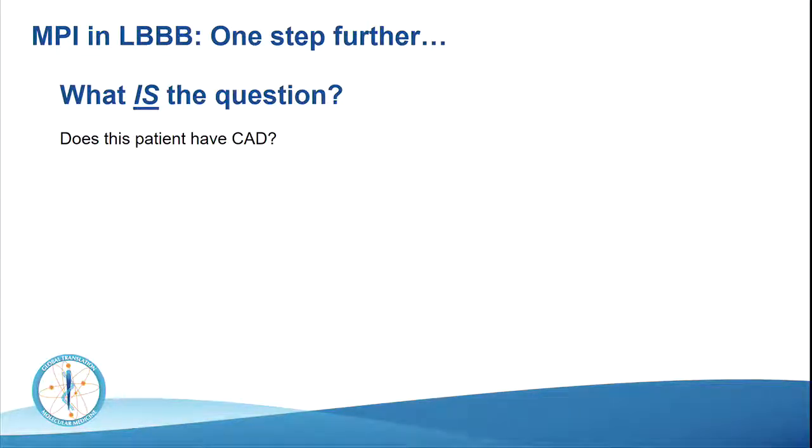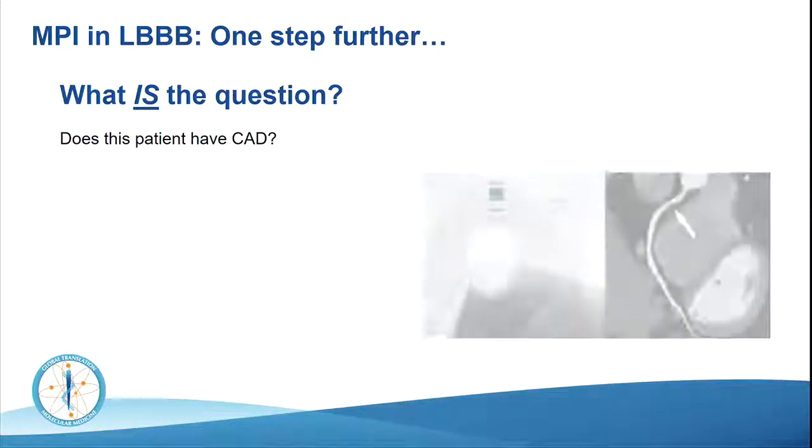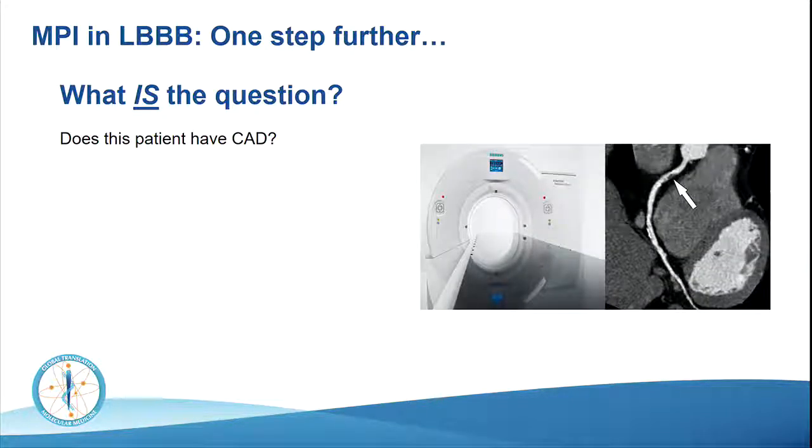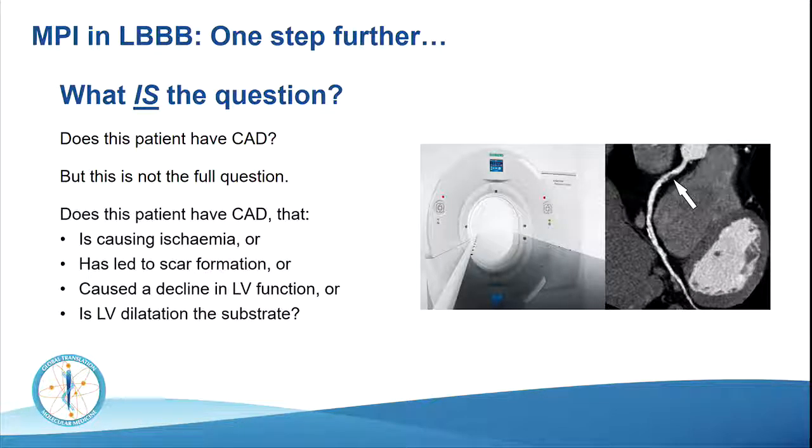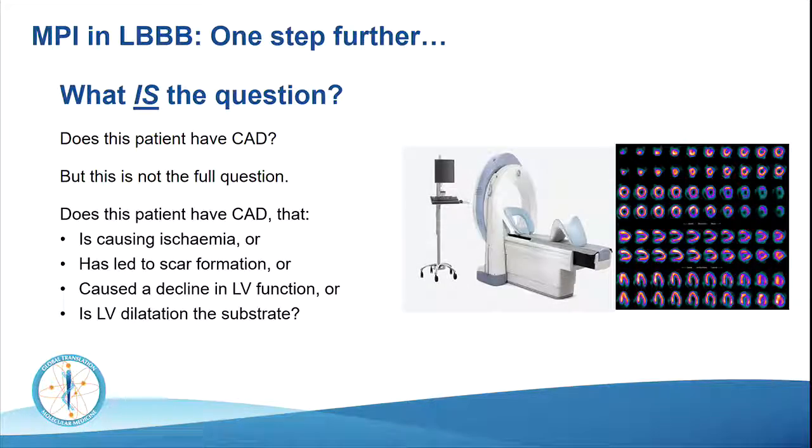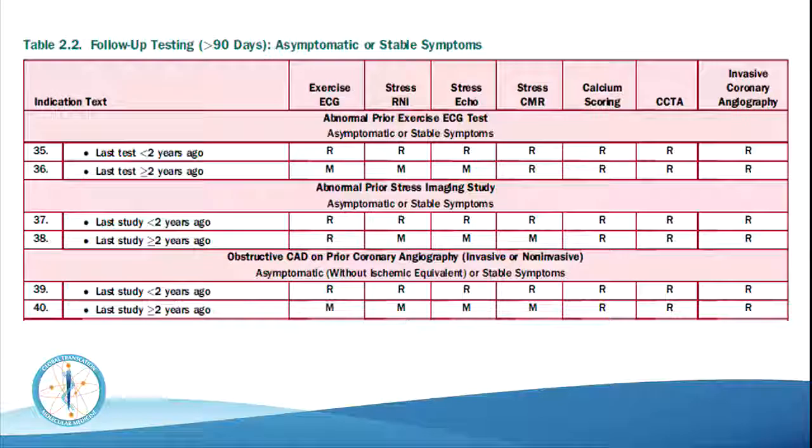And of course, we could take this one step further. What is the question in left bundle branch block? Does the patient have CAD? Well, then CT coronary angiography, of course, is a suitable test, but it's not the full question. Does the patient have CAD that is causing ischemia or has caused scar or a reduction in LV function? Is LV dilatation the substrate? And of course, if these are the questions, which I think they are, perfusion imaging is more suitable, but I acknowledge that we would get a lot of this information from the echo the patient has presumably already had, and that CT is beginning to address some of these questions.